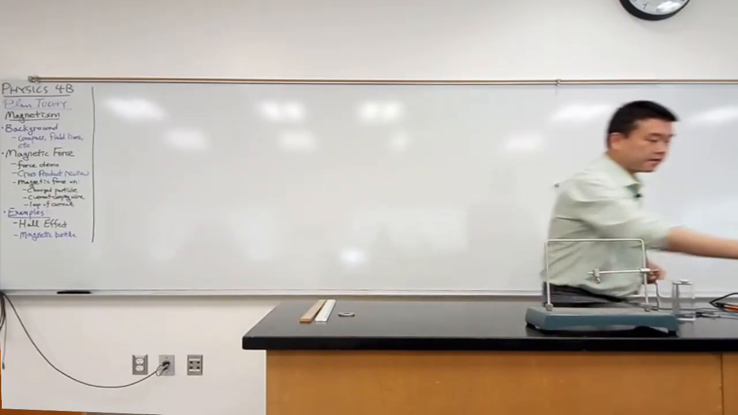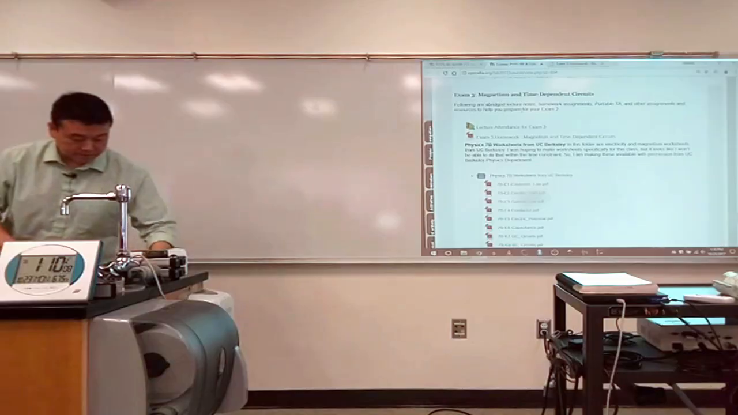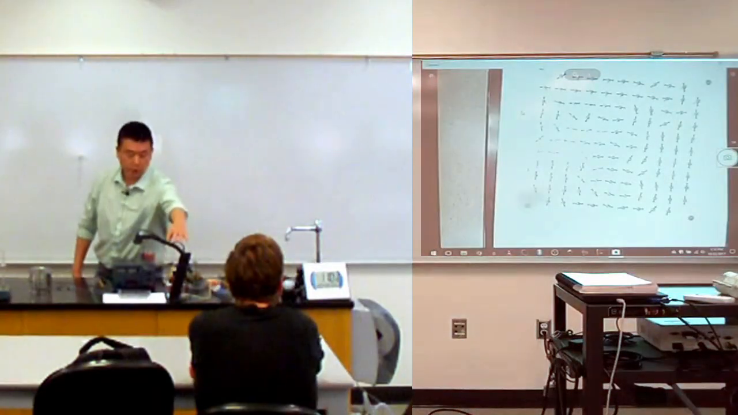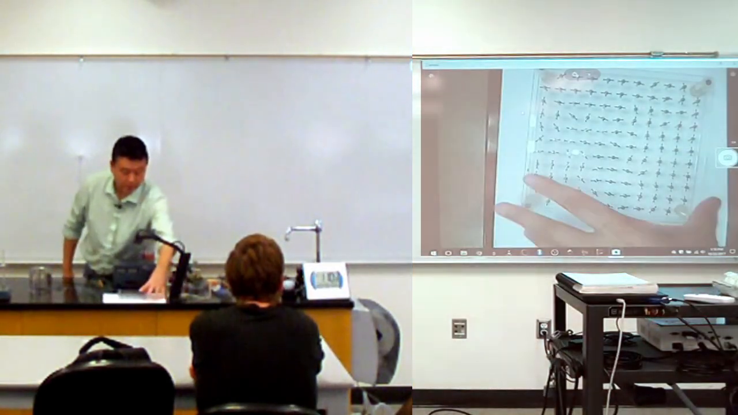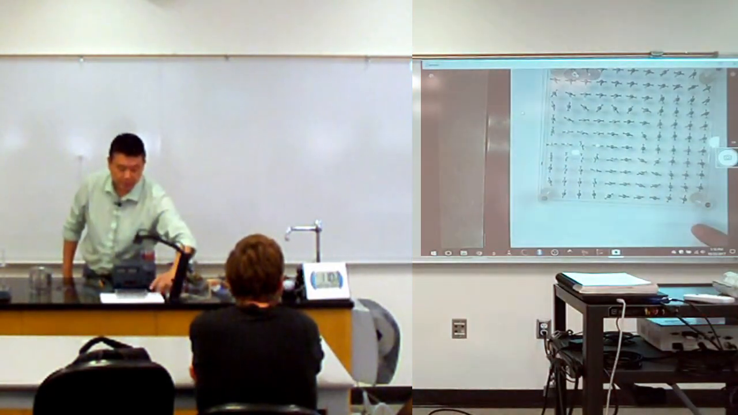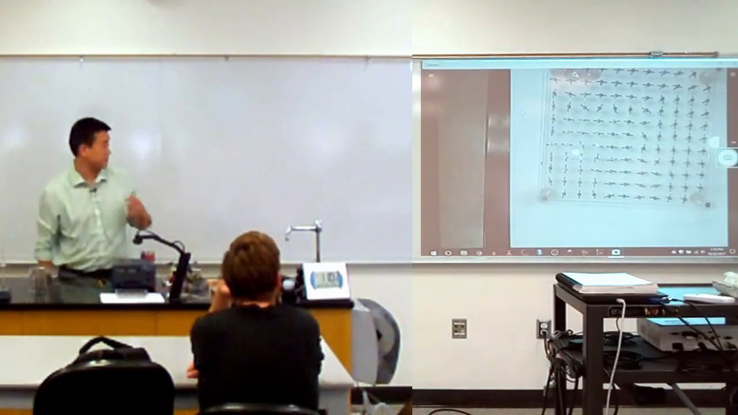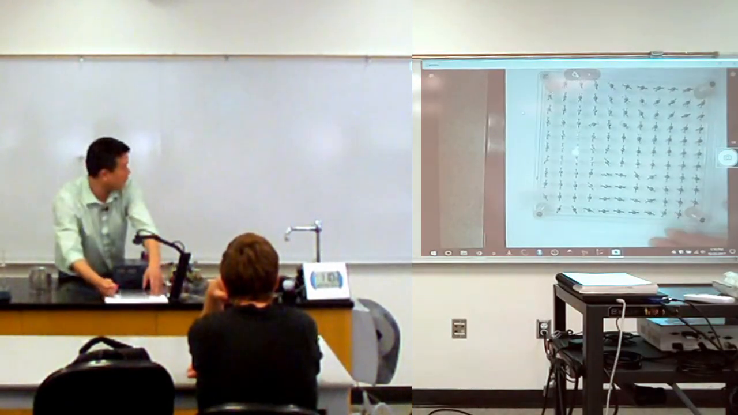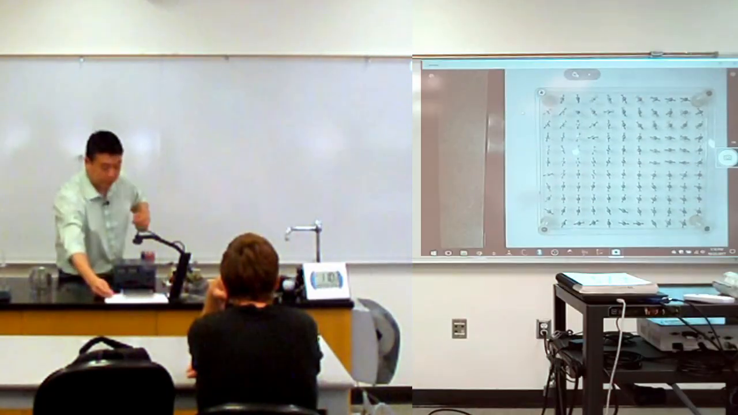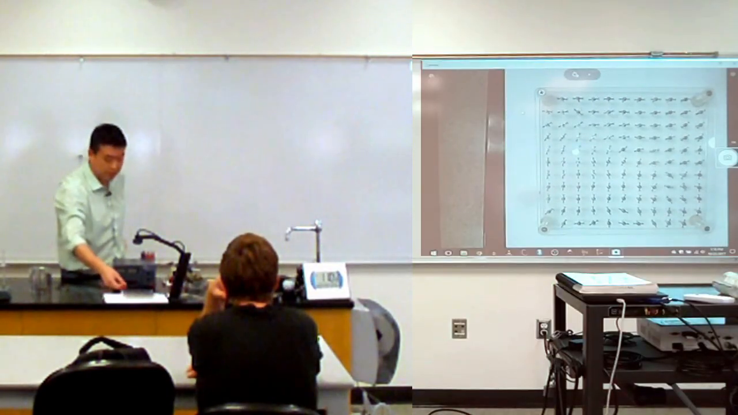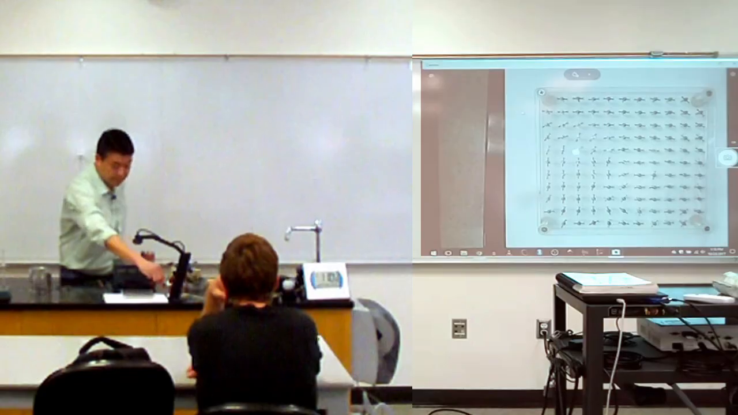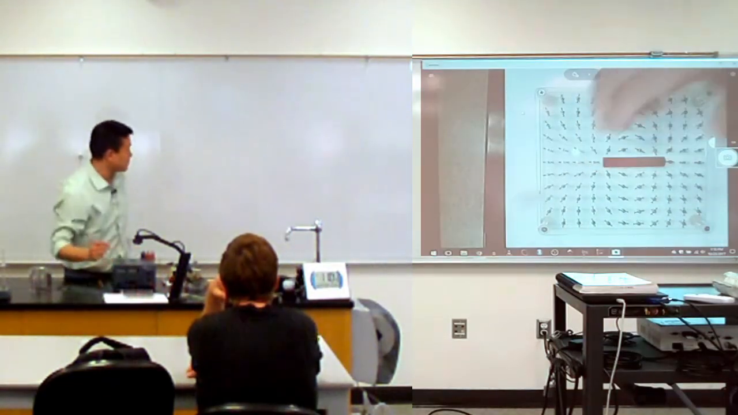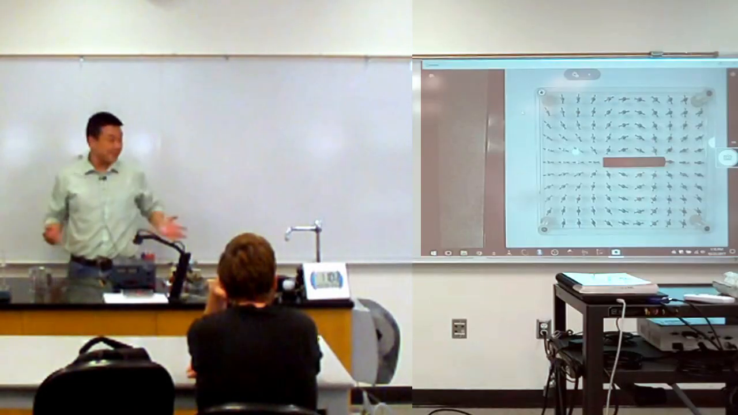And this picture illustrates something that many of you have probably seen. What this overhead camera is showing right now is an array of tiny compasses. And when I bring this bar magnet around, you can see that the bar magnet affects the direction of these tiny compasses as I move it around. And if I put this in the center, does this picture look familiar? Like you have seen before?